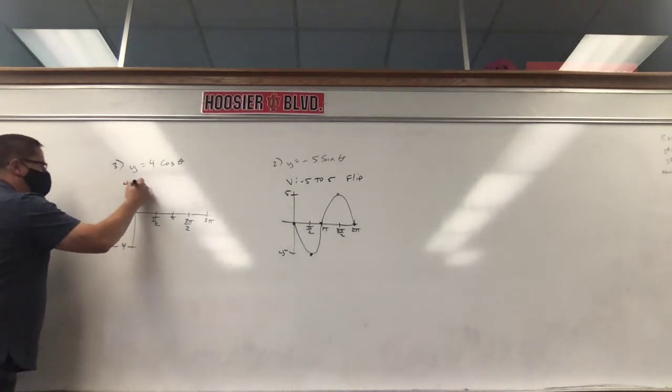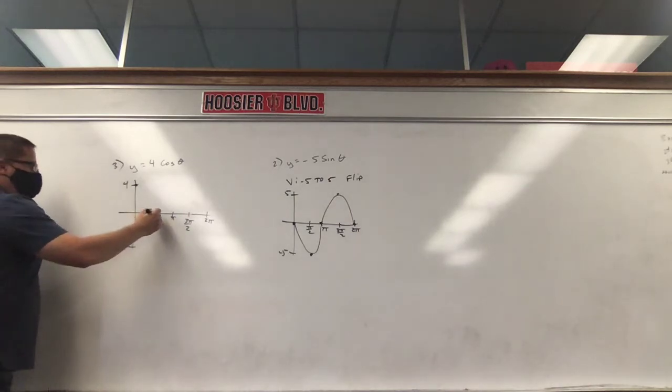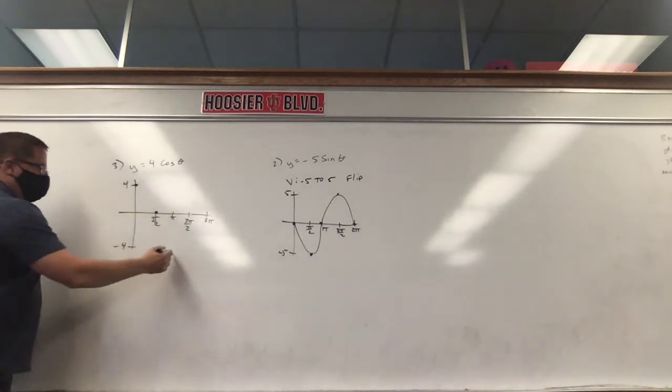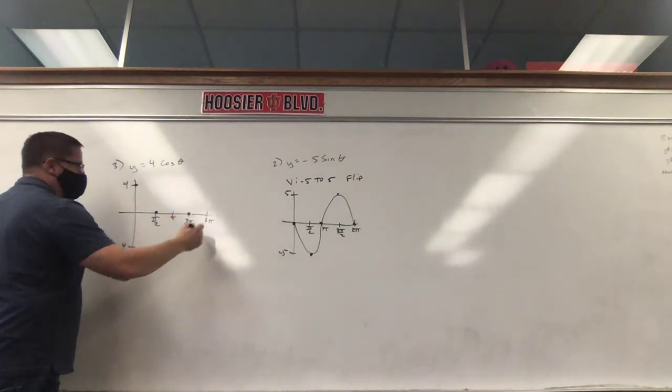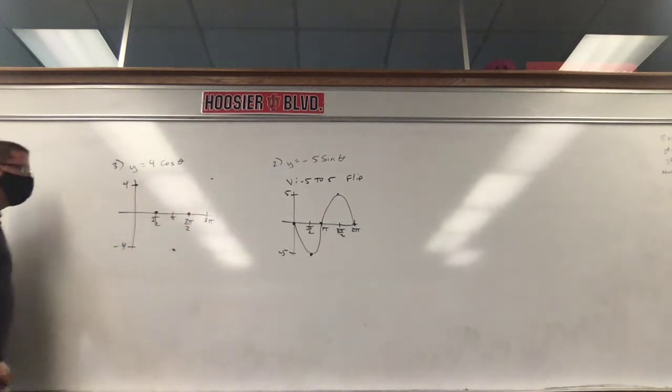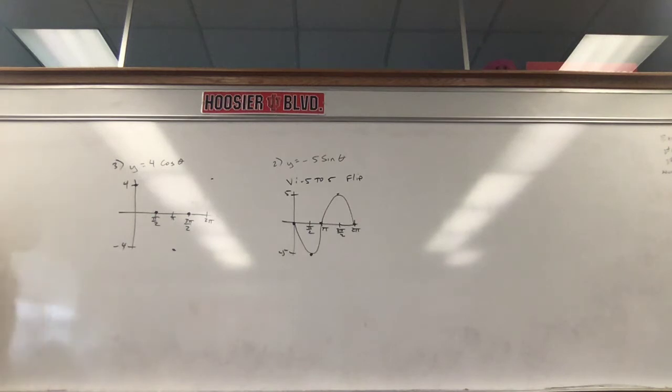So we're at 0, 4. At pi over 2, we're down at 0. At pi, we're down at negative 4. 3 pi over 2, we're back up at 0. 2 pi, we're back up there at 4. And not that I want you to do it, but if you connect these dots, it looks like a V.